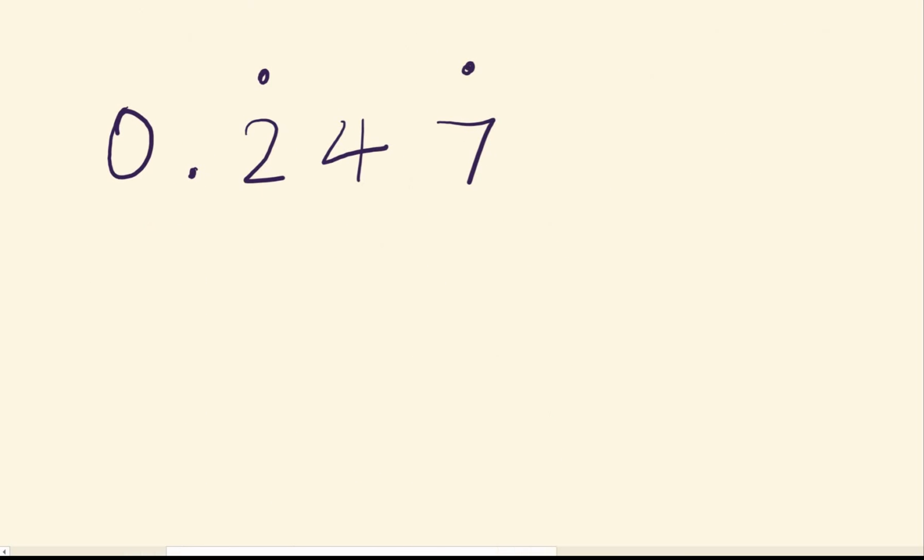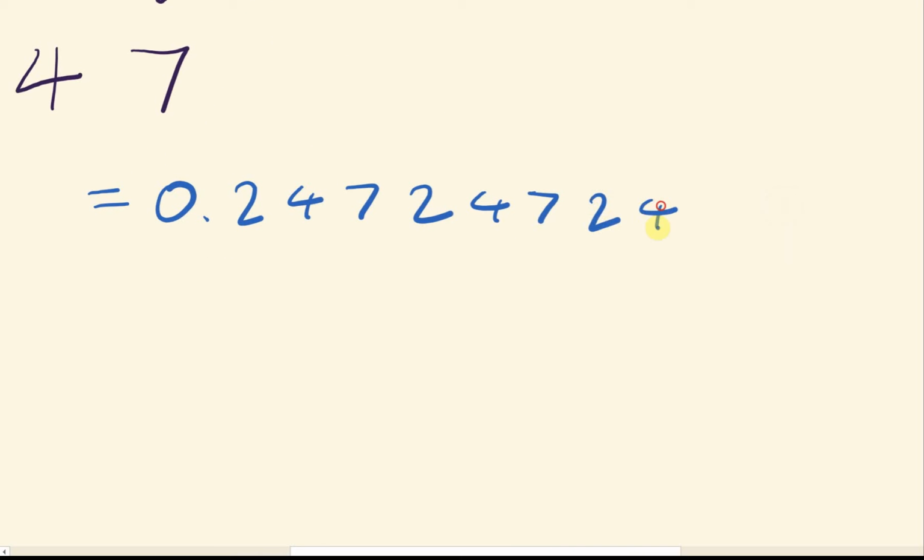If you have a dot over two numbers, it means everything from the first to the last is going to repeat. So here this block of 247 is going to keep on repeating. So it would be 0.247, 247, 247, and again all the way up to infinity.